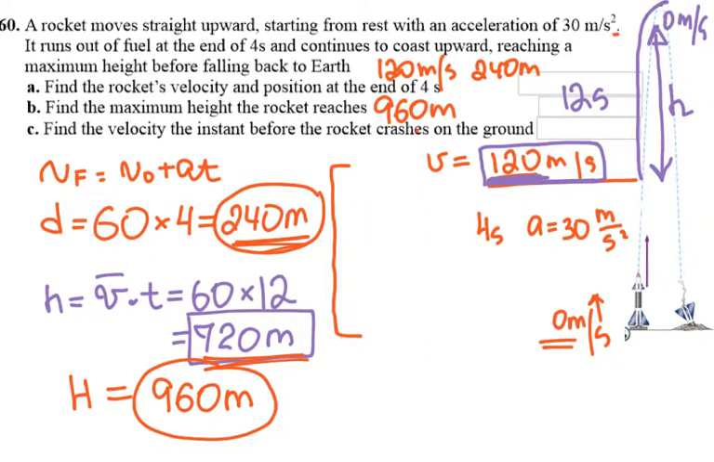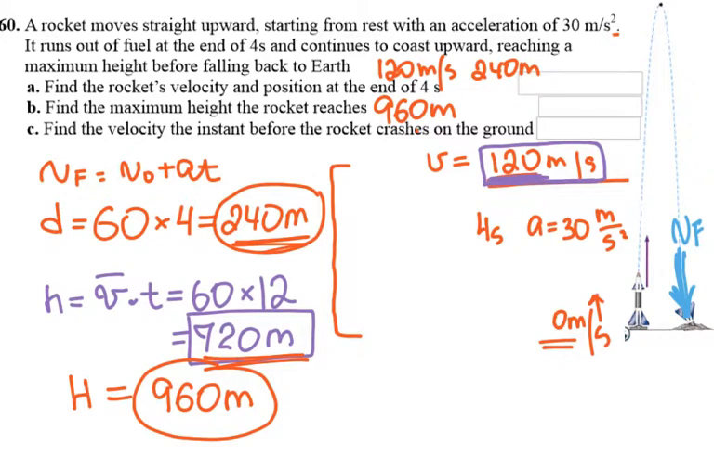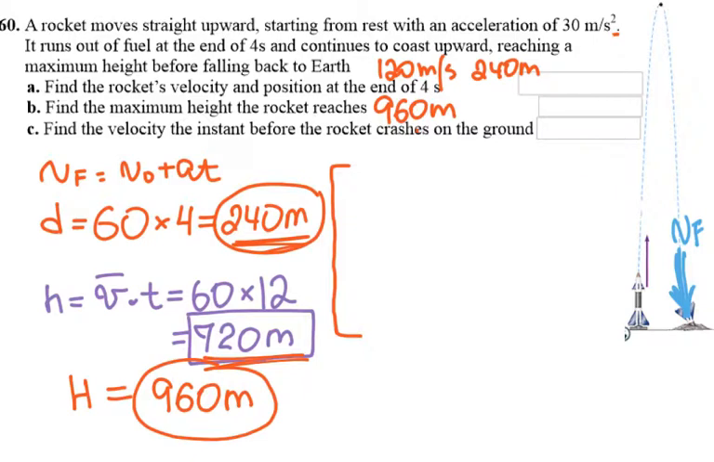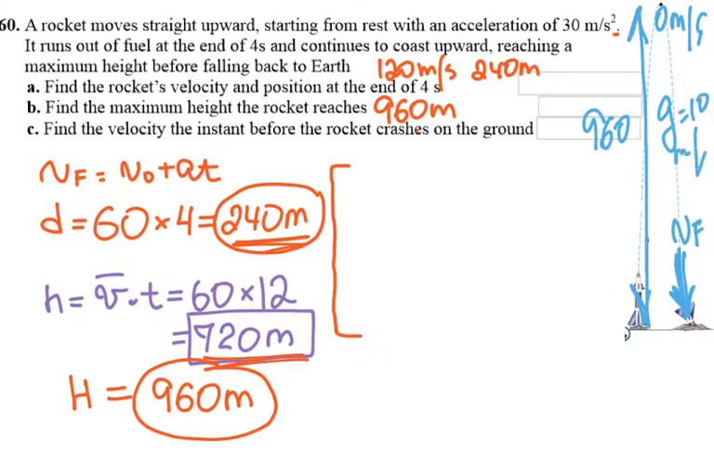And then for the last part, find the velocity at the instant right before the rocket crashes on the ground. So now I have to find the velocity of the rocket when it reaches the ground. I'm going to call this the final velocity. I know the total height, so I'm going to erase all this extra information. My total height right now is 960 meters. The initial velocity is 0 meters per second, and there's going to be an acceleration of 10 meters per second squared.